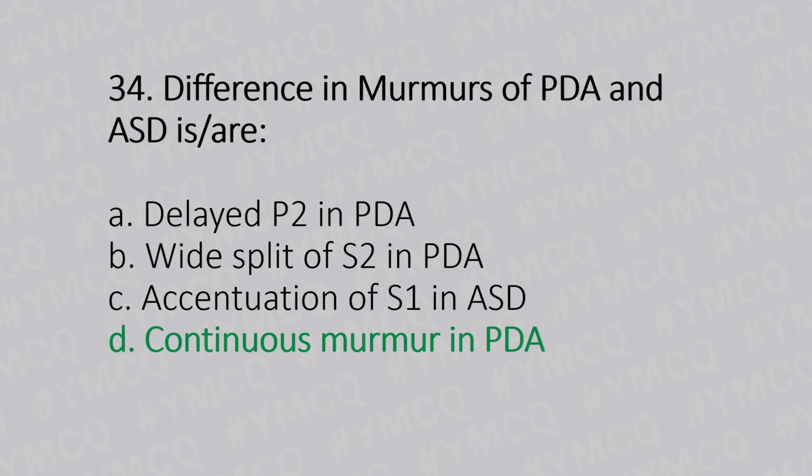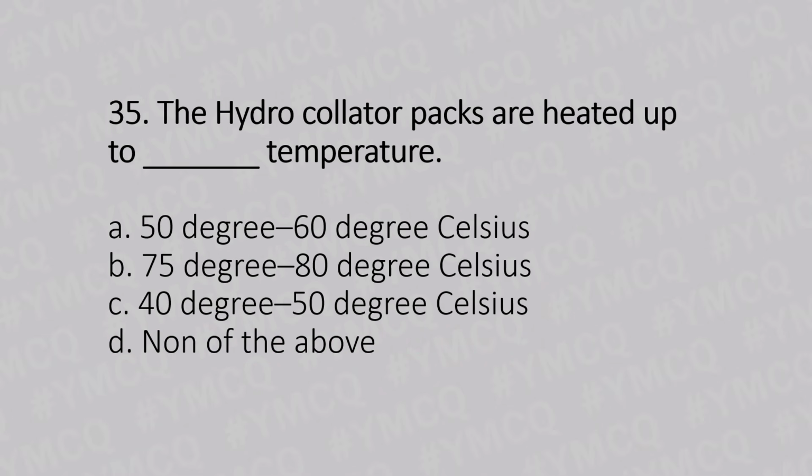Moving to our 35th question. The hydrocollator packs are heated up to dash temperature. Option A. 50 degree to 60 degree Celsius. Option B. 75 degree to 80 degree Celsius. Option C. 80 degree to 50 degree Celsius. Option D. None of the above. And the answer is Option B. 75 degree to 80 degree Celsius.